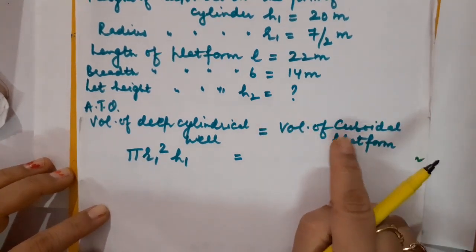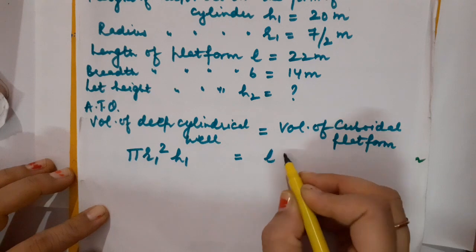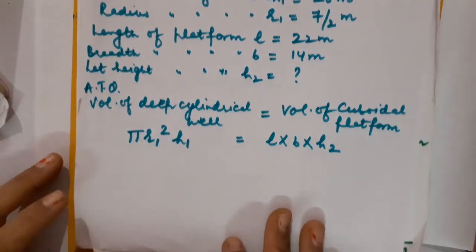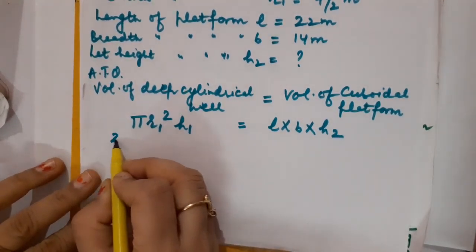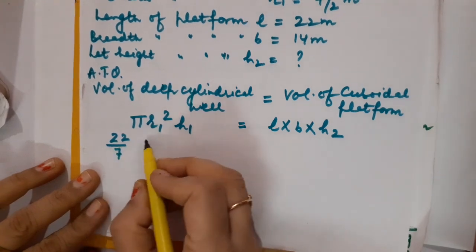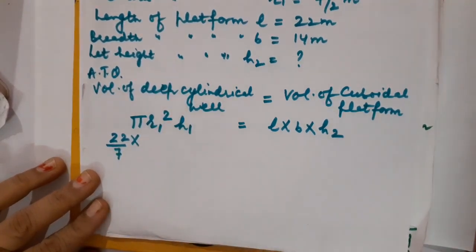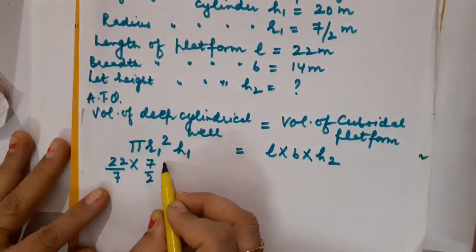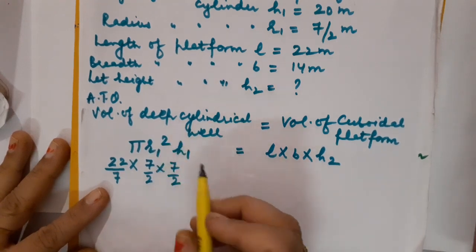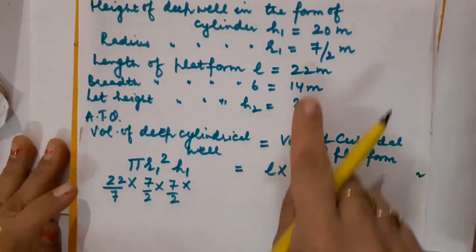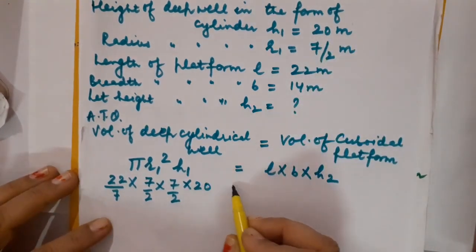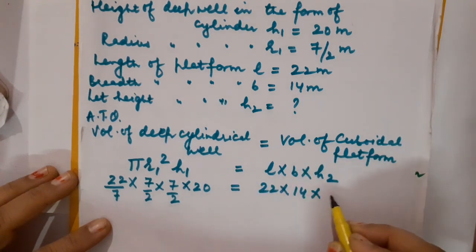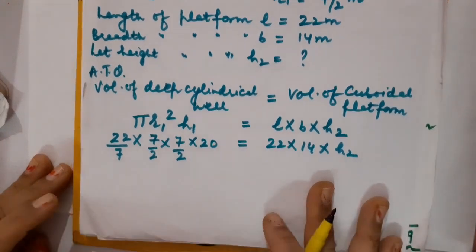What is the volume of the cuboid? That is L into B into H. But what is the H taken? That is H2. Correct? So let us substitute the values. In place of pi, I am writing 22 by 7 into. What is r1 square given to me? Children, you can see r1 is 7 by 2. 7 by 2 into 7 by 2 because it is occurring twice. Into what is height? That is 20 meters. This is also given to us. Must be equal to length. What is length? 22. What is breadth? 14. And height we do not know, as we are supposed to calculate the same.